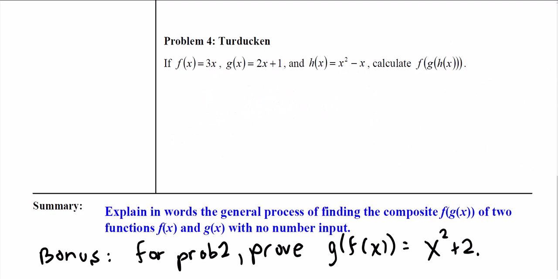For your summary, explain in words the general process for finding the composite f of g of x of two functions with no number input. And for a bonus summary, try out problem 2 again, but this time I want you to prove that g of f of x equals x squared plus 2.